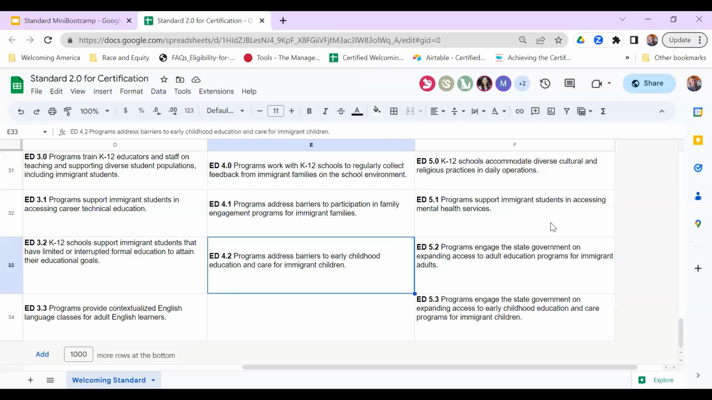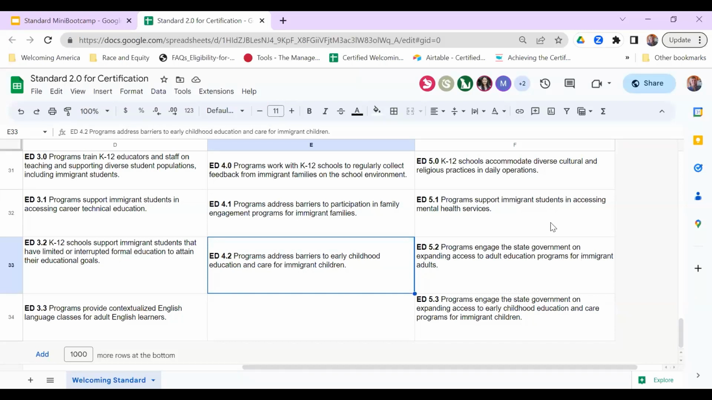And then programs addressing barriers to early childhood education and care for immigrant children. And as a mother of young children, I'm really excited to see early childhood education and care in our updated standard. And just want to put emphasis on the fact that care is included in the standard. So this recognizes that many families use more informal care arrangements, right? More of maybe a babysitter or a friend or another family member. And so how can those caregivers be supported to ensure developmentally appropriate education is integrated into their care?